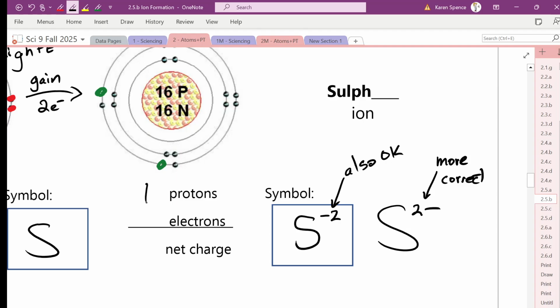So we still had 16 protons. We now have how many electrons? 18. So that's positive 16 and negative 18. That confirms for us that the charge is -2. And what do we do at the ending of our name? Ide. So instead of sulfur, it becomes sulfide.